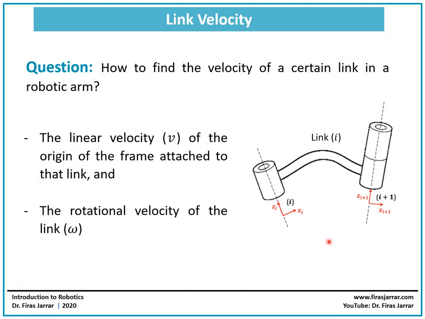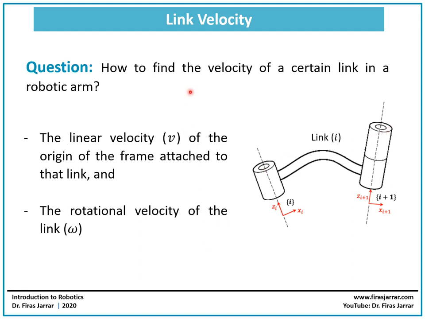In this figure we have an arbitrarily looking link, link I, which is also in connection with another link, link I plus 1. We only have a part of link I plus 1 shown here. Now at the origin we have a frame attached to the link I. This is frame I, and we have a frame I plus 1 supposedly attached to link I plus 1.